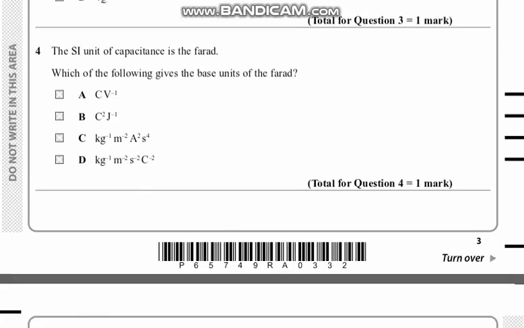The fourth question is, the SI unit of capacitance is the farad. So we write F, farads, that's measured in farads. Which of the following gives the base units of the farad?